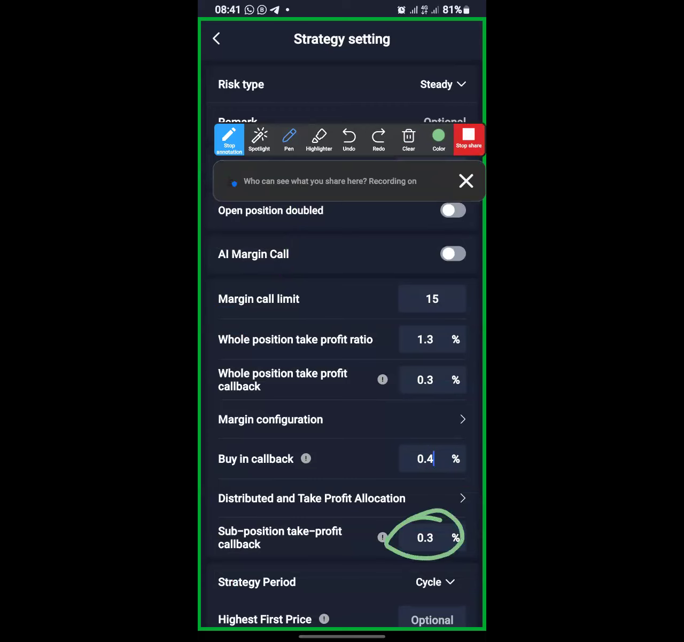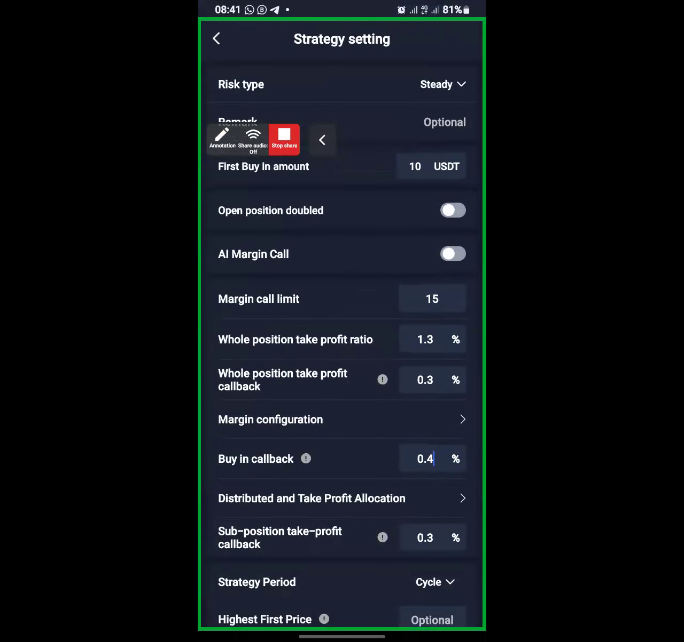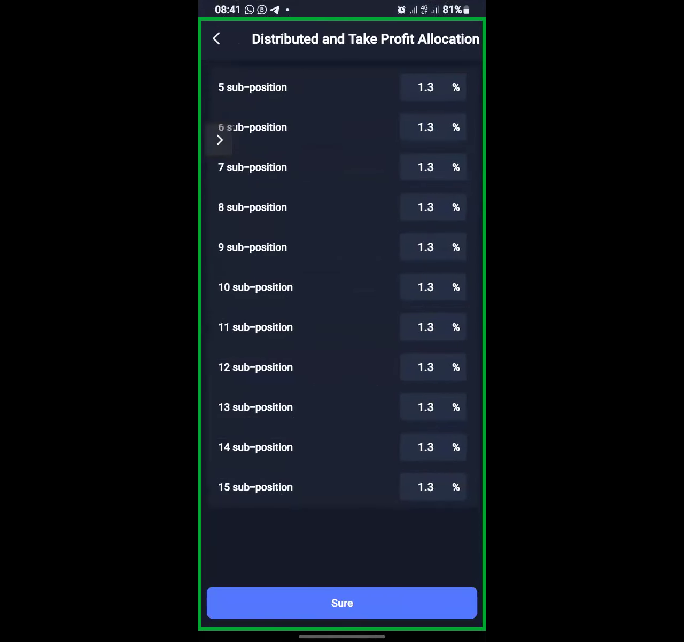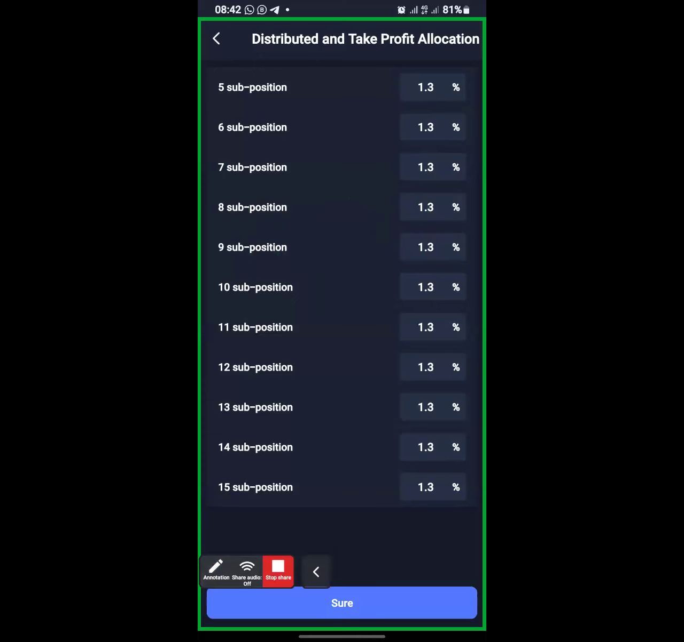This means that when we go to the sub positions, because they're independent and sold independently at 1.3, they've got their callbacks of 0.3, as we saw. That means they'll be sold at 1.3 plus 0.3 as their callback. As simple as that. I hope I'm okay with that.